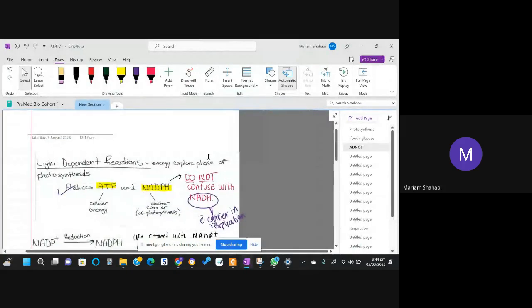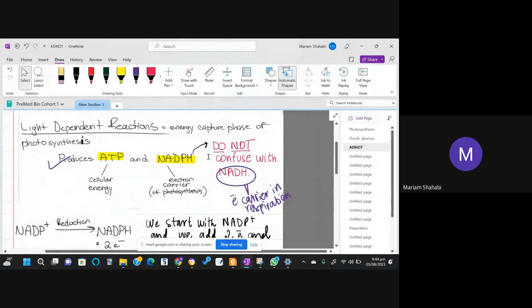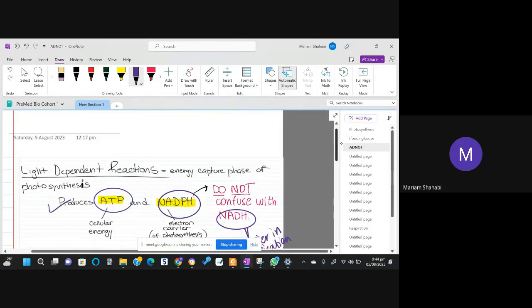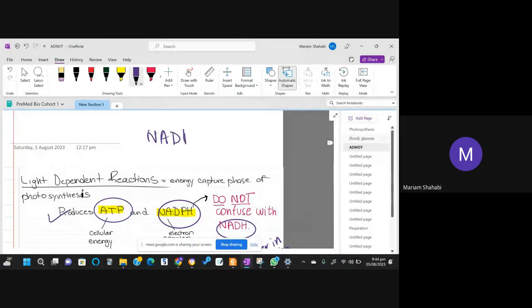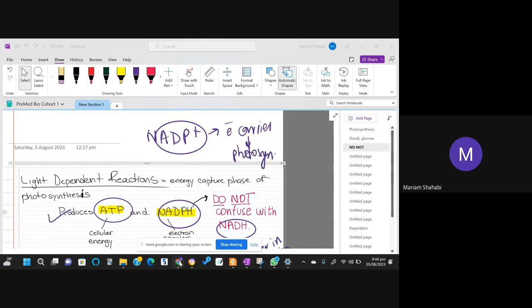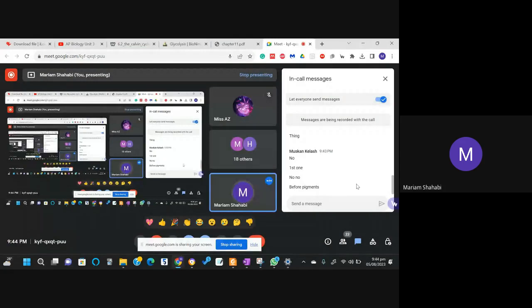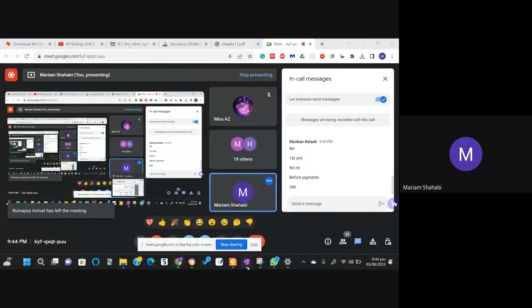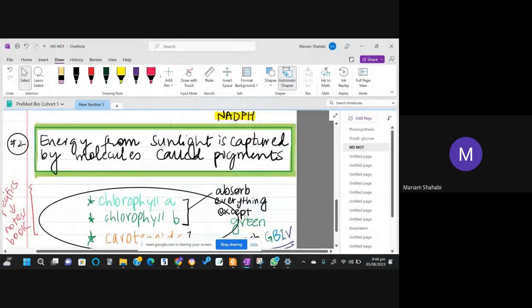Before pigments मैंने ये कहा था कि light dependent reactions का जो main purpose है, that is to get ATP and that is to get NADPH. सही है? NADPH बनता है from NADP+. ठीक है? This is an electron carrier. और ये electron carrier है photosynthesis का. ये repeat करना था, मुस्कान? Is that what you missed? I think अब clear होगा. Right.